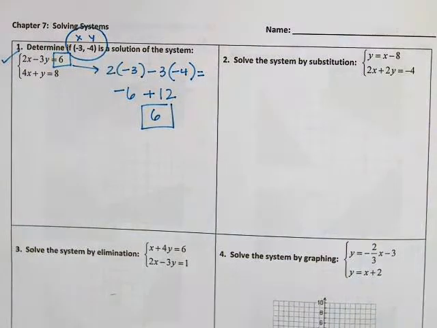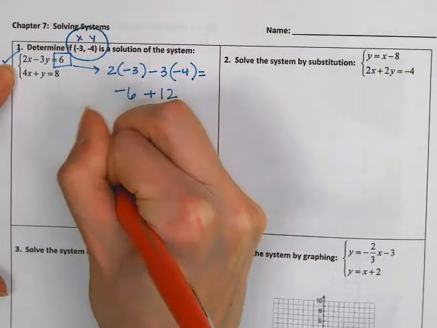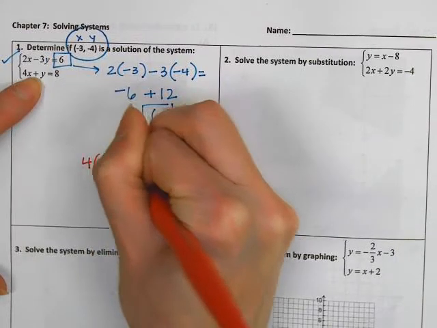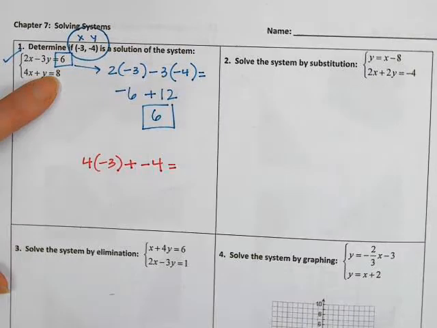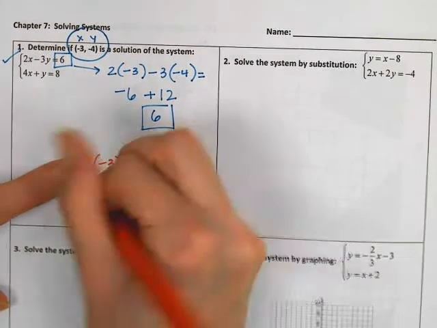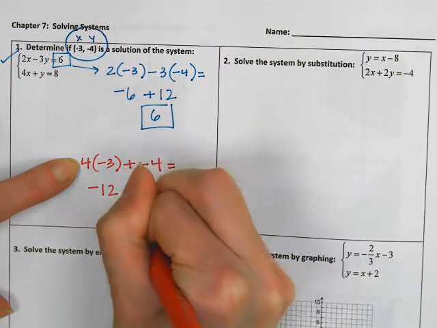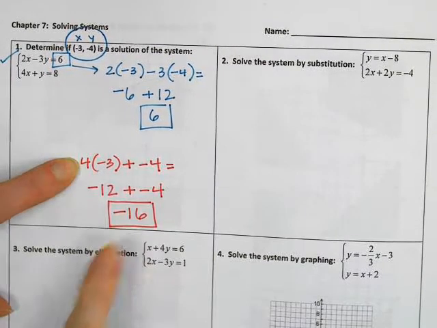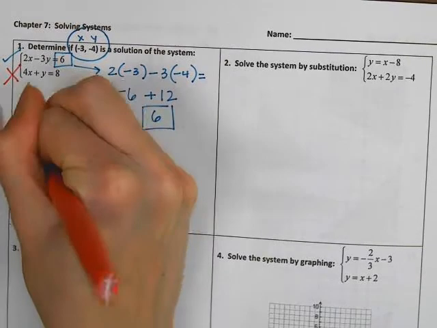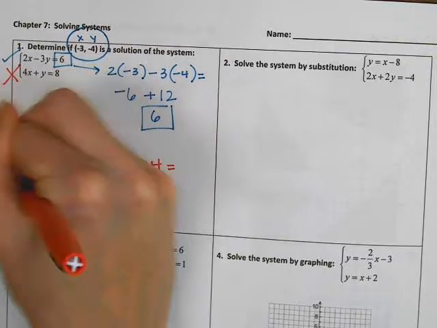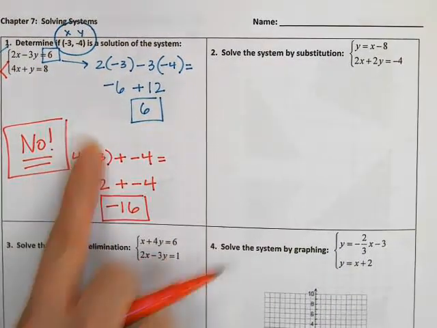But it's got to work for the second one too. So 4 times negative 3 plus negative 4, we want to see if it equals 8. So this is negative 12. Negative 12 plus negative 4, unfortunately, is negative 16, which is not 8, so this one doesn't work. And that means it's not a solution of the system. It's got to work for both. And feel free to use a calculator on this step too.